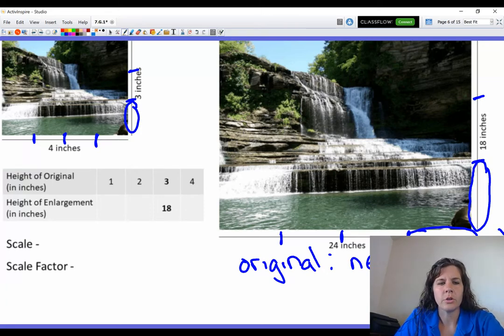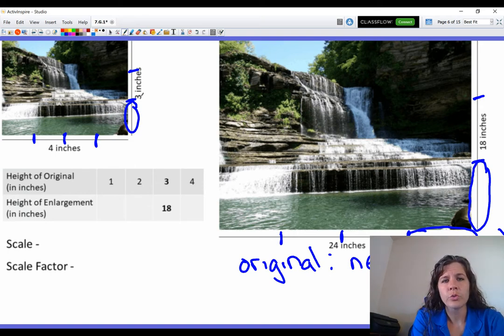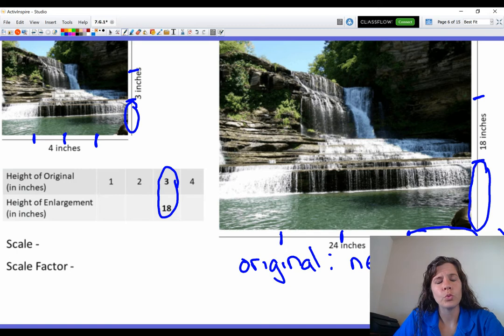The new is the enlargement. So my ratio of original to new on the height was 3 inches to 18 inches. So I put that in a ratio table right here. Now, I just want to fill in this ratio table. I just want to find equivalent ratios.